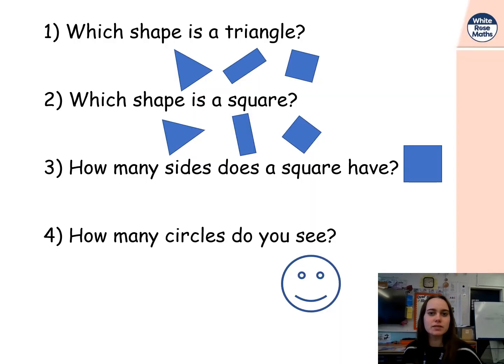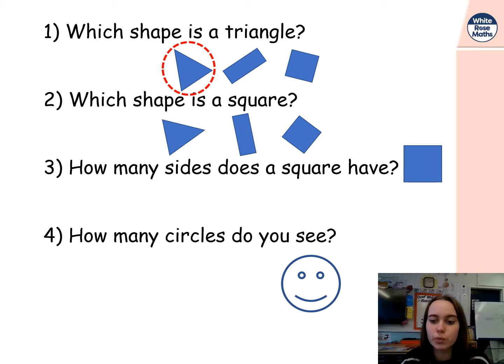Before we begin, let's remind ourselves of these shapes. So question 1 says, which shape is a triangle? So we've got 3 shapes there. Hopefully you can spot which one's a triangle. Have a think. Hopefully you thought that it was that one. Now remember, we can always spot a triangle because it's got 3 sides and 3 vertices.